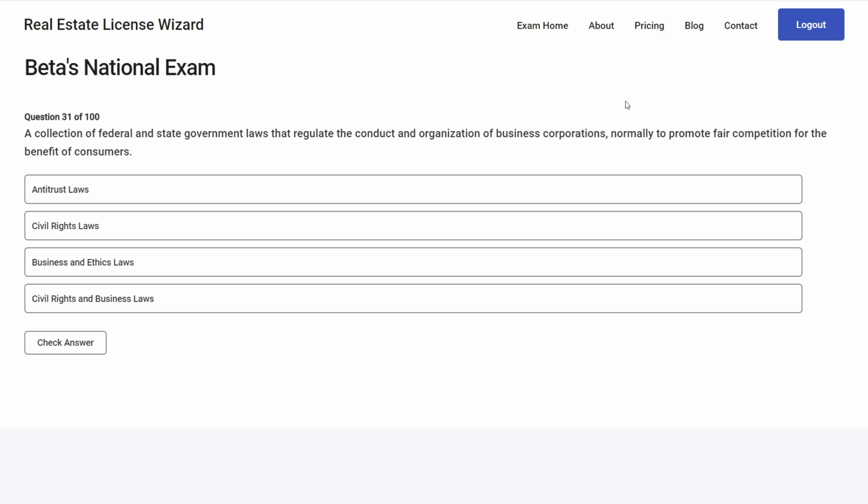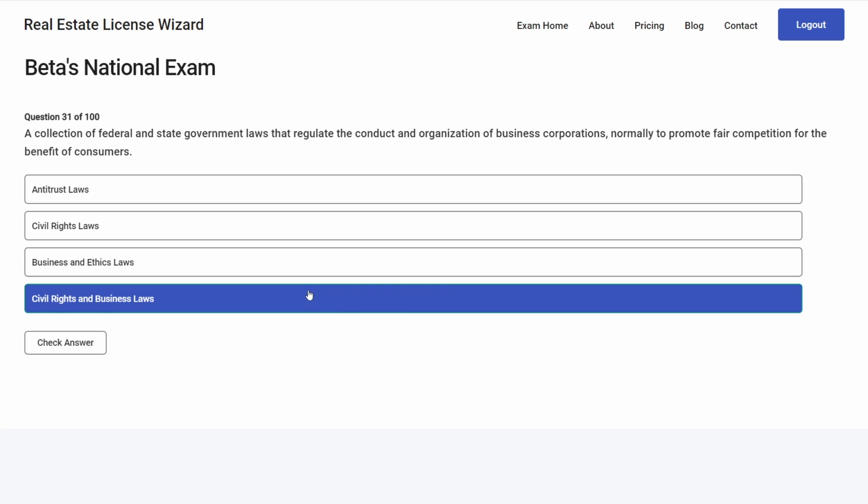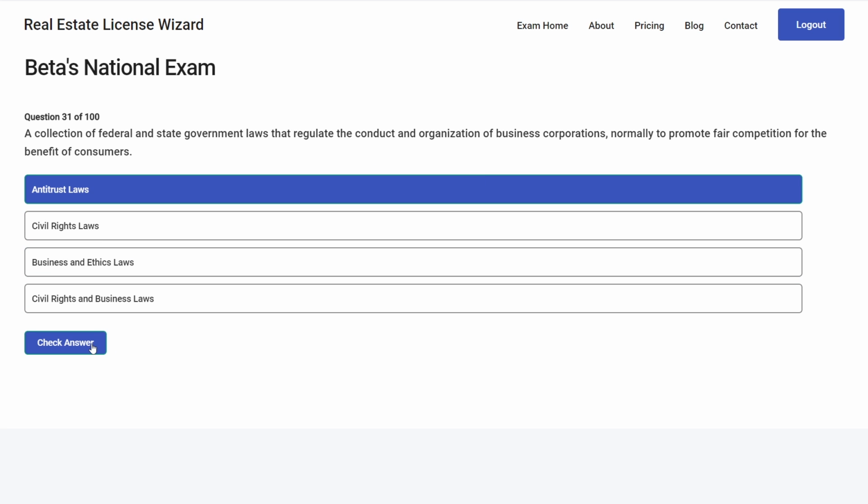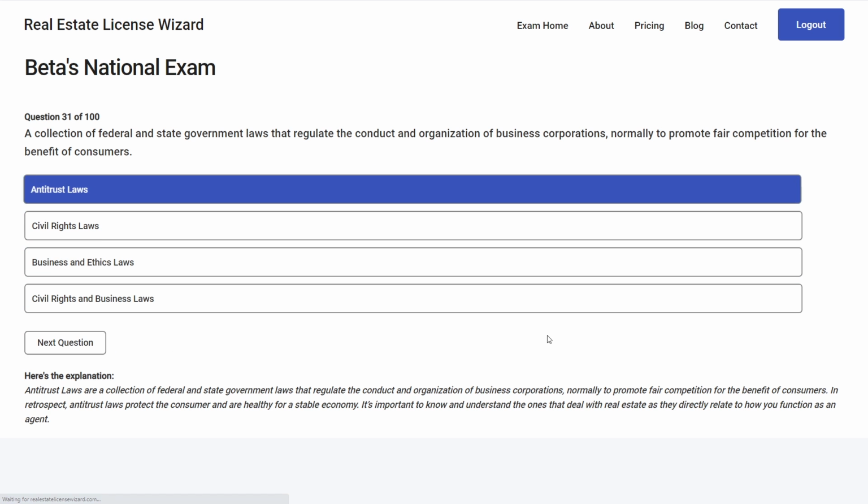All right, did you guys come up with it? So this one, antitrust laws is the correct answer. Pretty straightforward. This one I do see mixed up every so often. They get antitrust laws mixed up with civil rights laws or just standard business and ethics laws. But no, antitrust laws is what they were looking for here.